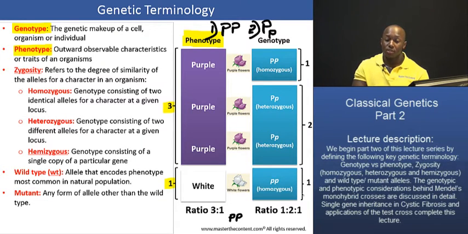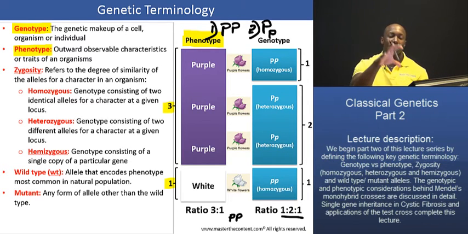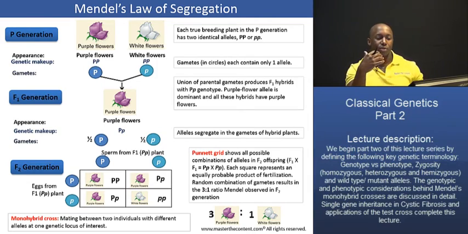And the genotypic ratio is actually different because you have 1 homozygous dominant genotype, 2 heterozygous genotypes, and 1 homozygous recessive genotype. So a ratio of 1:2:1. As you can see, you can have different genotypes giving you the same phenotype. So now that we've defined and gone over these key genetic terms, let's delve even further into analyzing the cross that Mendel used to determine his law of segregation.